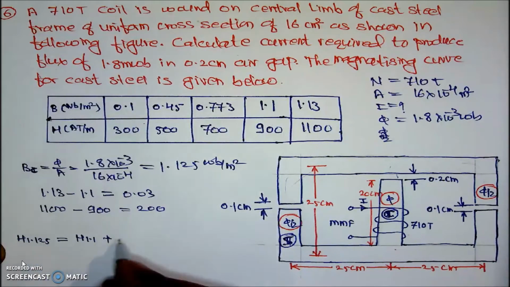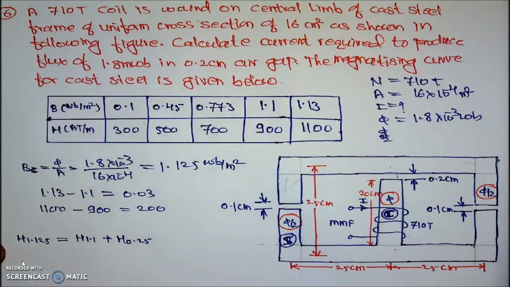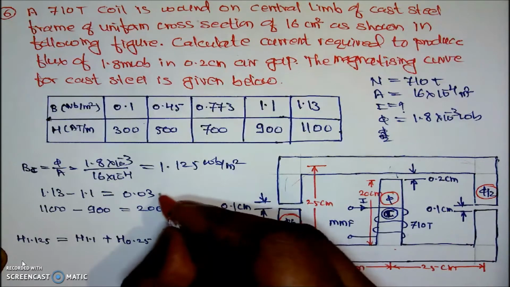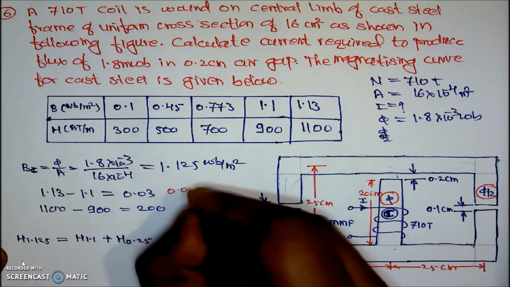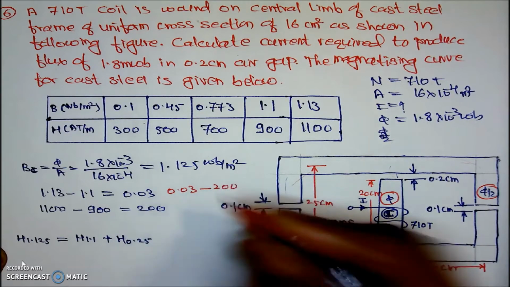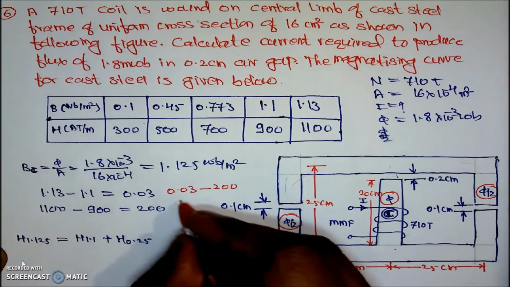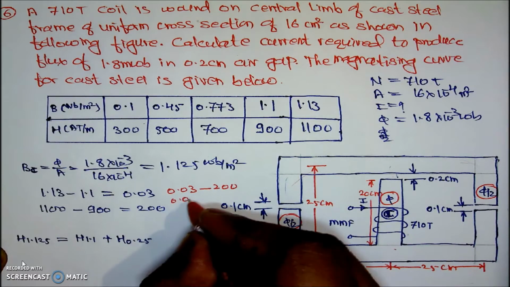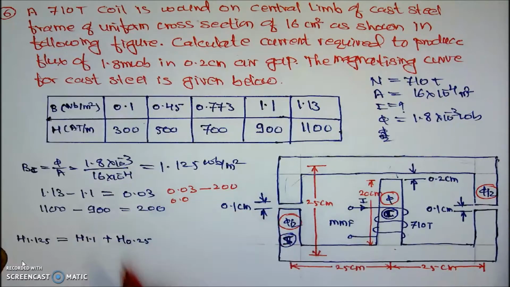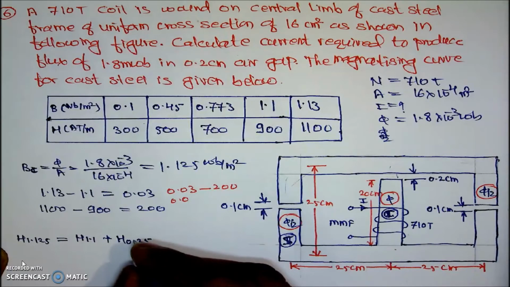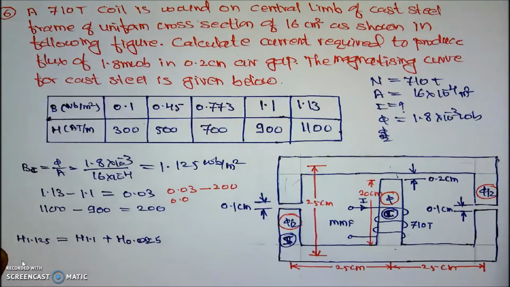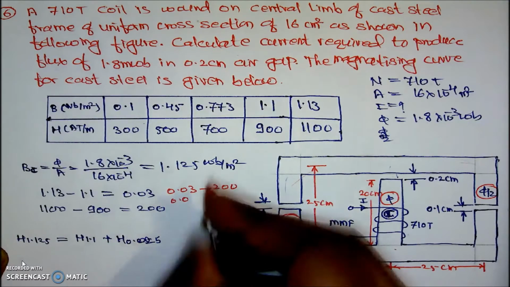That is 0.025, meaning we need H at 0.025. From this calculation, for 0.03 the variation is 200. For how much do we want? It is 0.025. This value is not 0.25, it is actually 0.025. How much is the variation for 0.025?